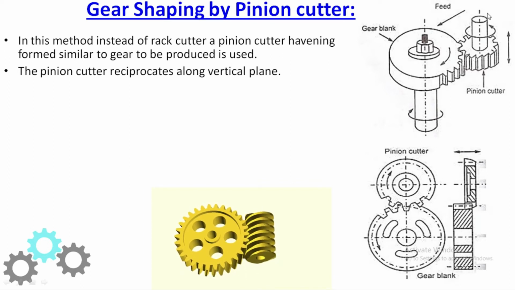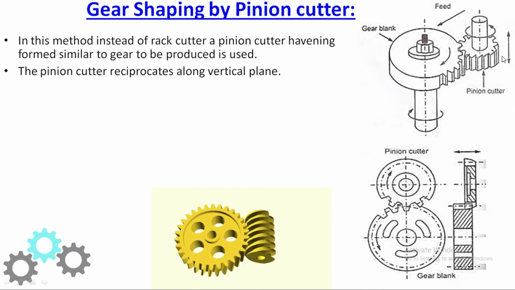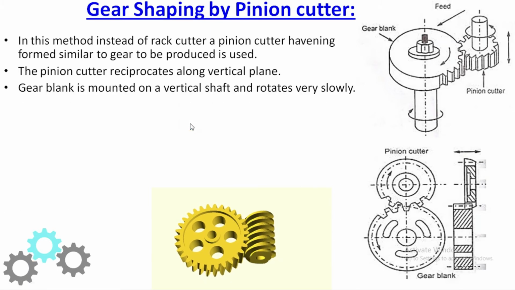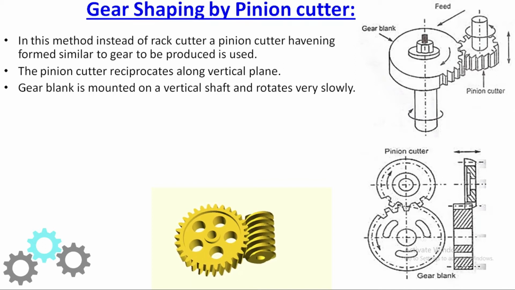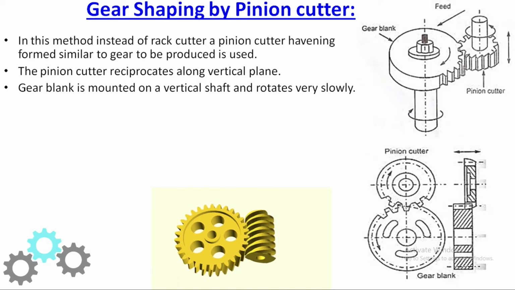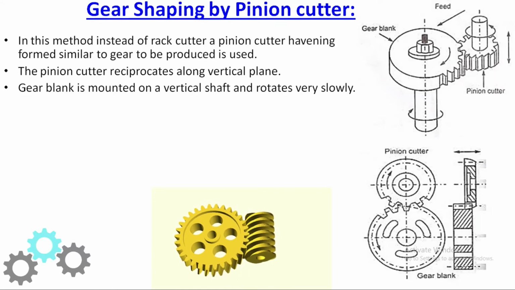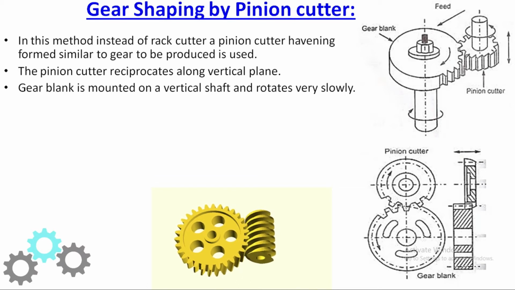Here this one is the pinion cutter, which reciprocates along a vertical plane. Next, the gear blank is mounted on a vertical shaft and rotates very slowly. Rotates very slowly means what? Once the previous tooth is manufactured, indexing is done, and then the next tooth starts to be manufactured. In this way, a slow movement is given to that gear blank.